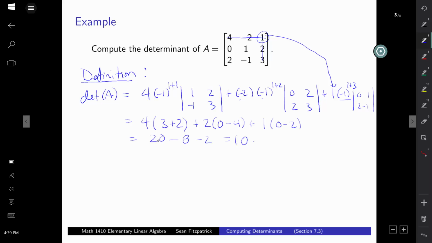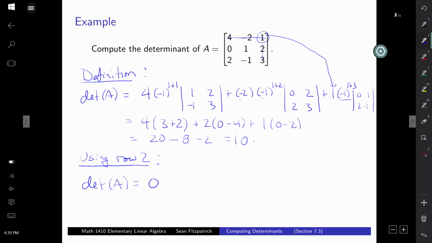But I could also, if I wanted to, use row 2. Okay, so there's this Laplace expansion theorem that says you can actually expand along any row or column you want. So let's see what happens. Okay, so the determinant is going to be, well, there's going to be a 0.